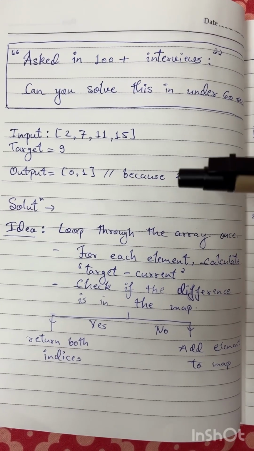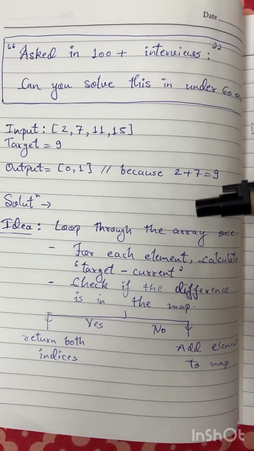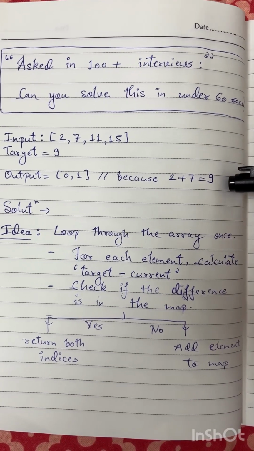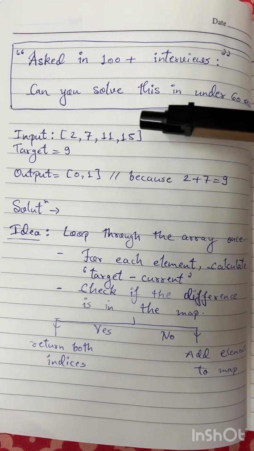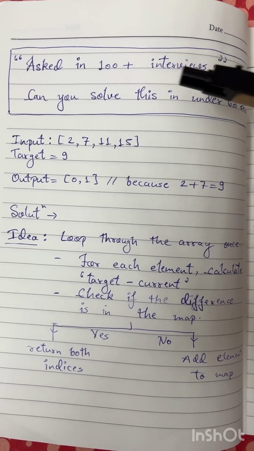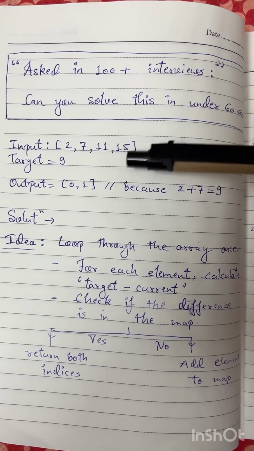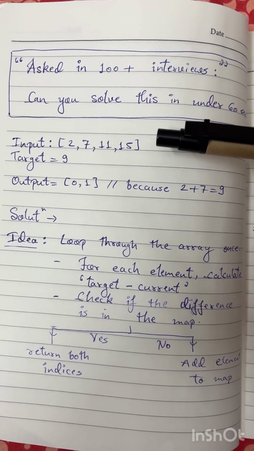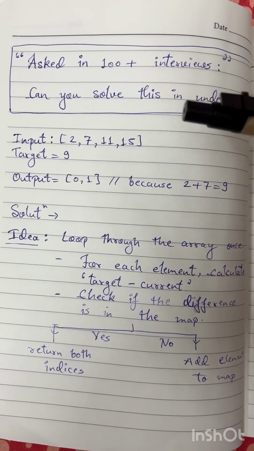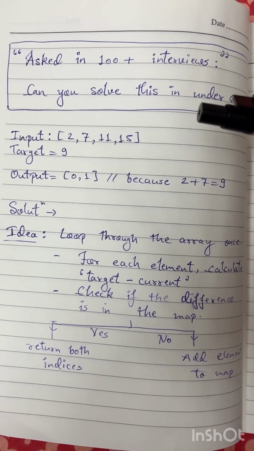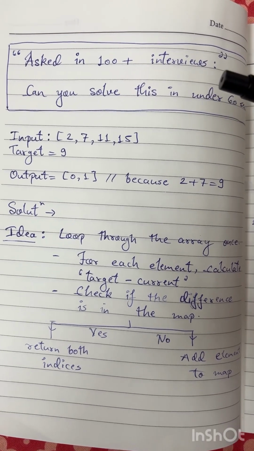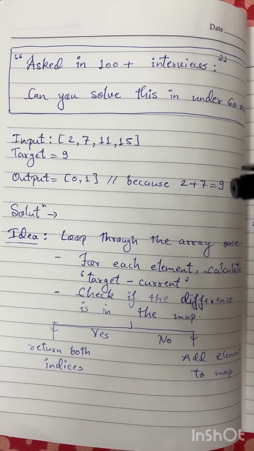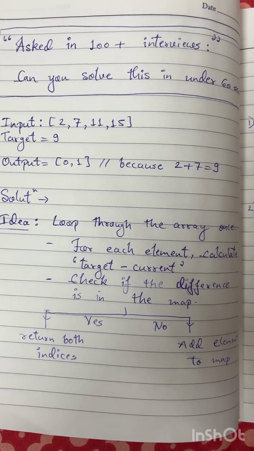So first of all, the idea is to loop through the array once. Before this, we can also use a brute force approach to check the sum of each pair present in this array, but that will give us n square time complexity, as we will require two loops for that. Instead of that, we can use a hash map.